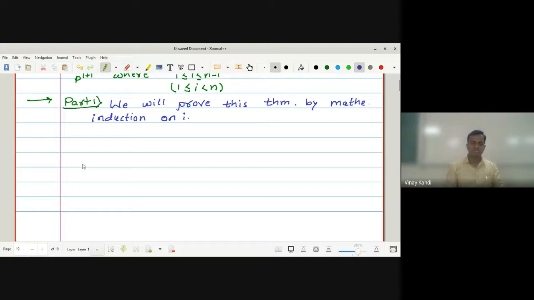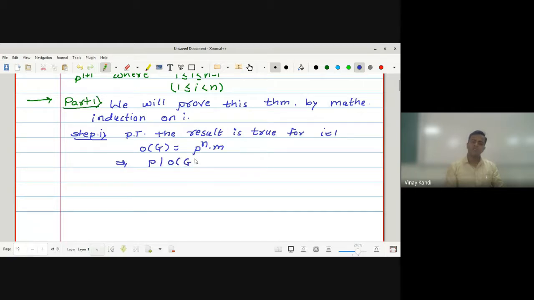Okay, so step number 1 in part 1. What is the step? Prove that the result is true for i equal to 1. Okay, so what do we have? The order of G is equal to what? p raised to n into m, which implies p divides the order of group G.